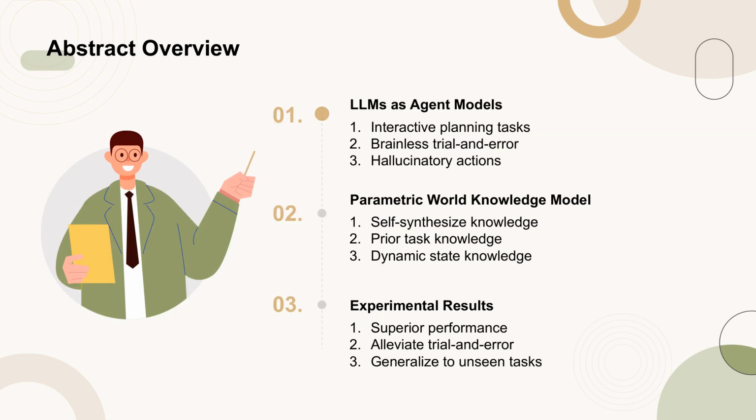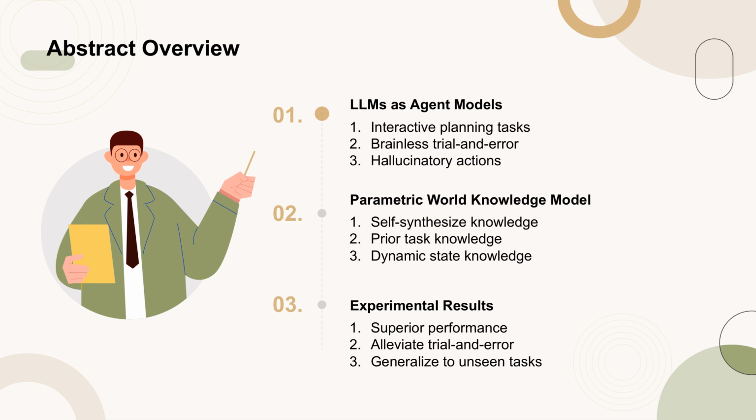The abstract highlights recent advancements in using large language models, LLMs, as agent models for interactive planning tasks. Despite their success, these models still face challenges such as brainless trial and error in global planning and generating hallucinatory actions due to a poor understanding of the physical world. To address these issues, the authors introduce a parametric world knowledge model, WKM. This model allows the agent to self-synthesize knowledge from expert and sample trajectories, providing prior task knowledge for global planning and dynamic state knowledge for local planning.